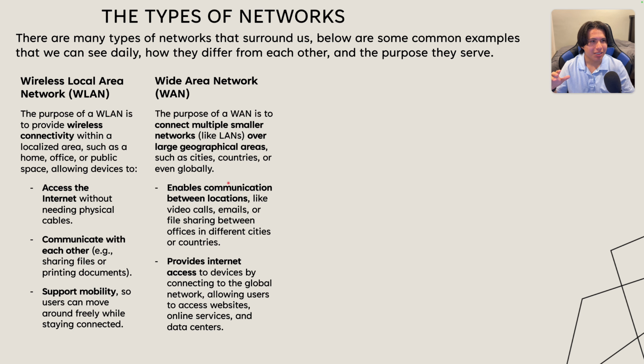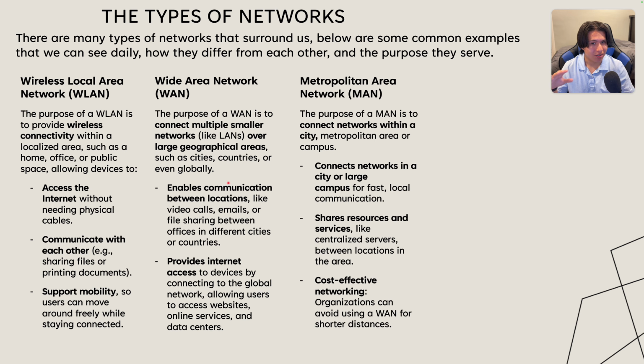Now, with a wide area network, you have to think big picture: continents, globals, countries. Much smaller is going to be the metropolitan area network, the MAN. The purpose of a MAN is to connect networks within a city, metropolitan area, or campus. So, a MAN connects networks in a city or a large campus for fast local communication. It shares resources and services like centralized servers between locations in the area, and it's cost-effective networking. Organizations can use a MAN to avoid using a WAN. So, if you're on a large campus or in a city, rather than having to set up a big thing such as a WAN, you can just set up a MAN, a metropolitan area network.